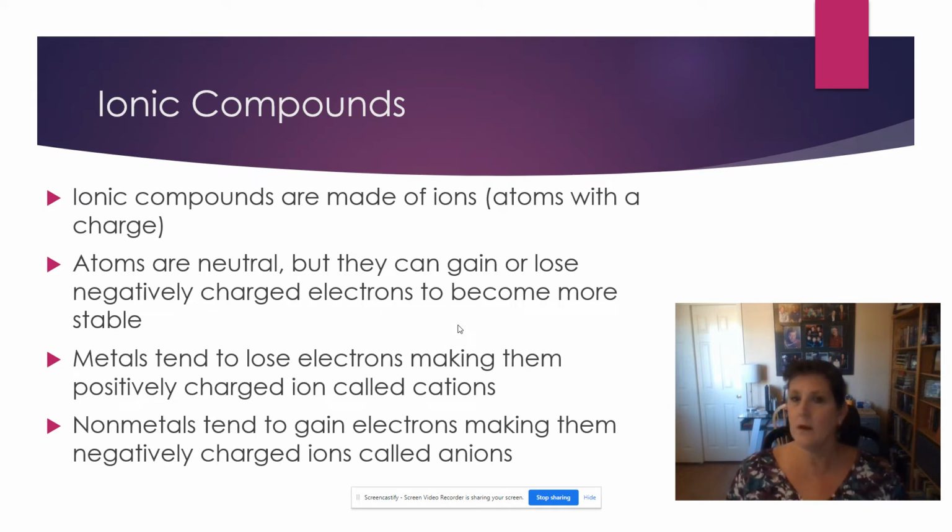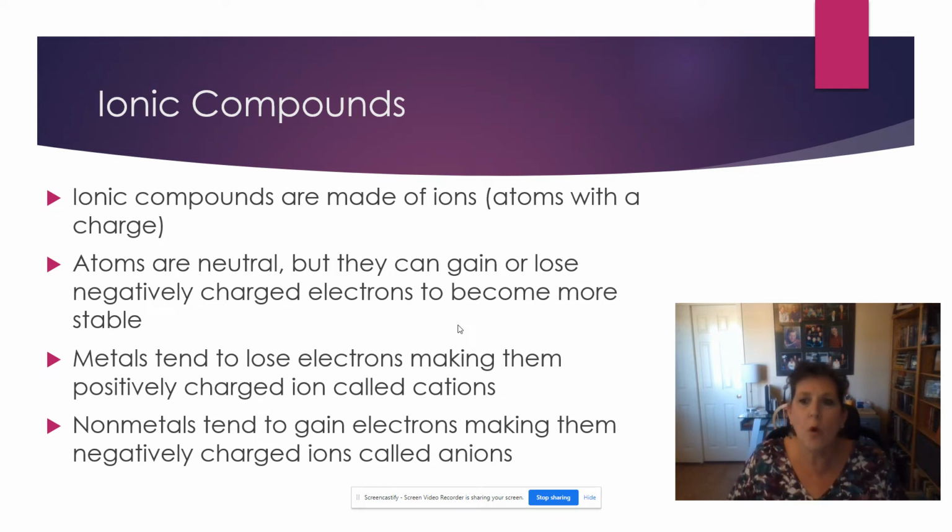Ions. What's an ion? Well, that just means the atom now has a charge. It's not neutral anymore. Atoms are neutral, meaning they have a zero charge. Like pure gold is neutral, zero charge. Pure oxygen gas, zero charge. But atoms can gain or lose negatively charged electrons to become more stable.